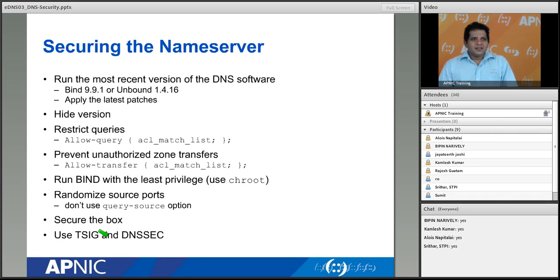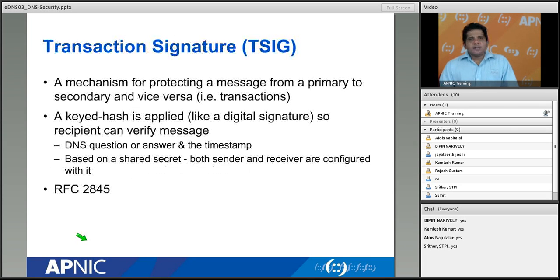Now there are two important security mechanisms we talk about in this case. One is what we call TSIG, or transaction signatures, and the other is DNSSEC, or DNS Security Extensions. We're going to discuss those in more detail. So what is TSIG? Transaction signatures. In the case of TSIG, our main objective is to protect the transactions.